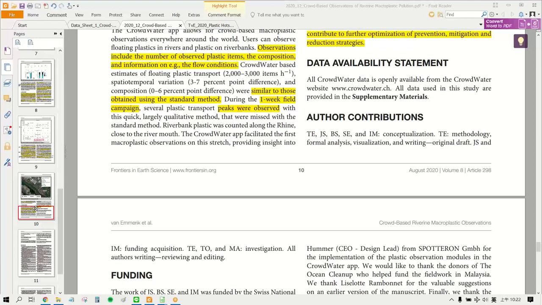So I think I have other stuff, but those are the two more important things. Oh, last point is that it's very interesting to compare the standard traditional method with this new method.